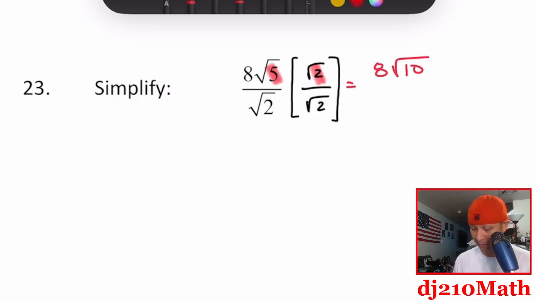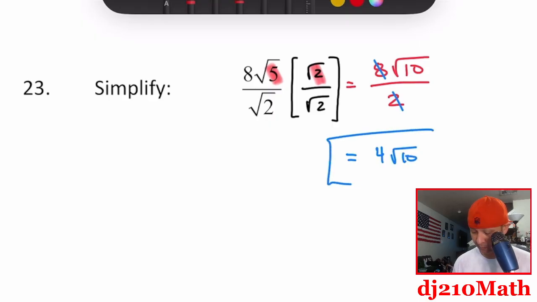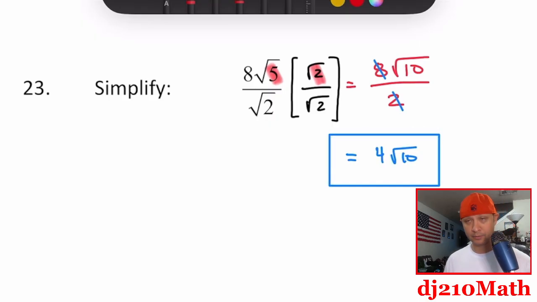Then, on the bottom, root 2 times root 2 is root 4. Square root of 4 is 2. So root 2 times root 2 is just 2. That's actually really nice because, look, these are going to cancel. 8 divided by 2 is 4. Root 10. Final answer.